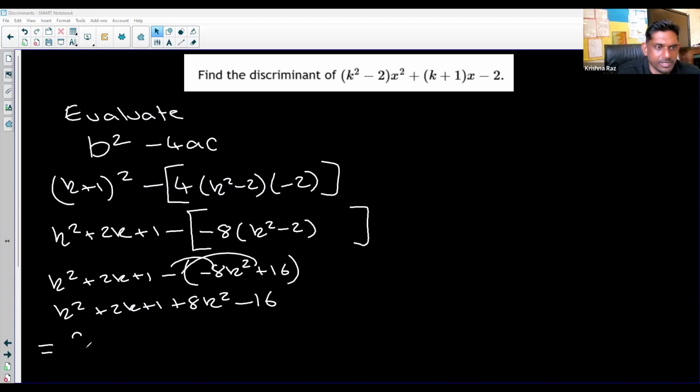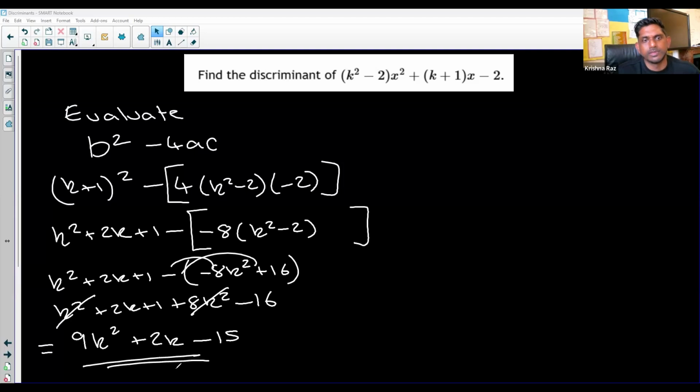So we have 9k squared plus 2k minus 15. So that would be the discriminant there. We can't do anything with it because they haven't given us any more information.